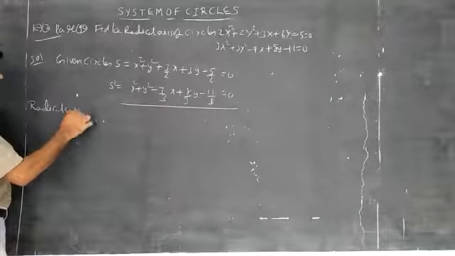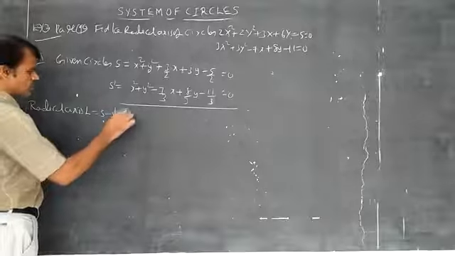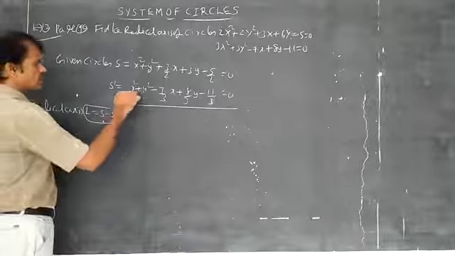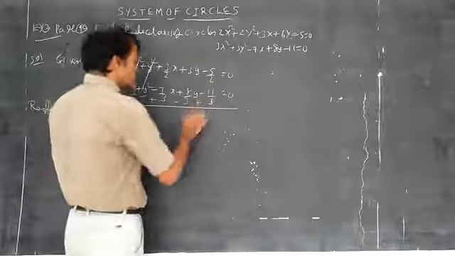Radical axis is a straight line formula. L is equal to S minus S dash equal to 0. You pronounce the letter and do the sum. The minus gets cancelled here, it becomes a plus, and this is minus and this is plus.